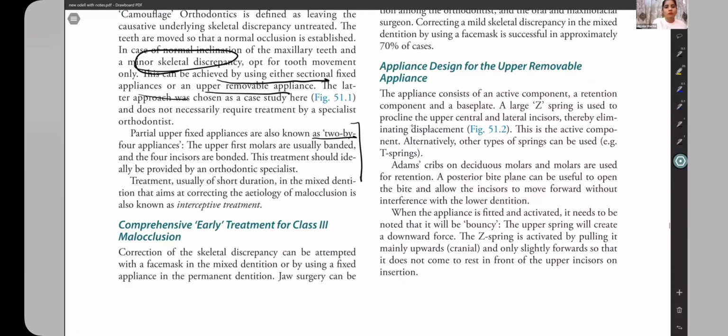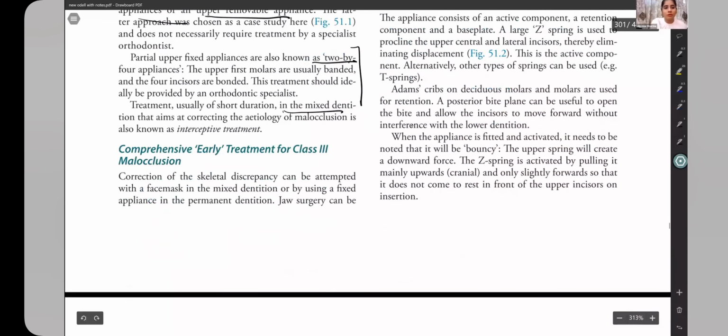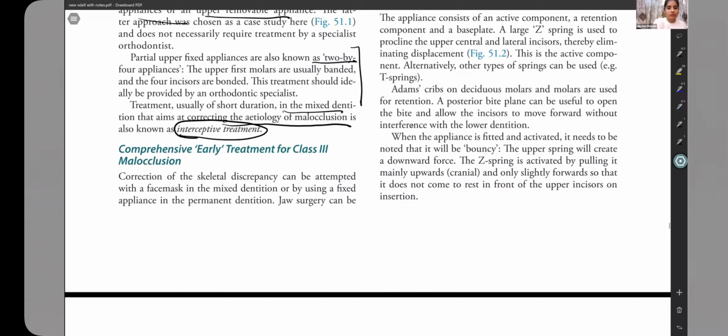But treatment, usually of short duration in the mixed dentition, that aims at correcting the etiology of malocclusion is known as interceptive treatment. This is another kind of treatment, and it is done mostly by use of headgears. If you have identified in mixed dentition that the jaws are growing abnormally, like the maxilla is deficient, or you see that the mandible is overgrowing, so you have identified the etiology during the growth period, and you try to correct the cause, you are not correcting it surgically later, you're trying to channelize the growth of the jaws in a correct manner. That is known as your interceptive treatment, and it is done mostly with your headgears.